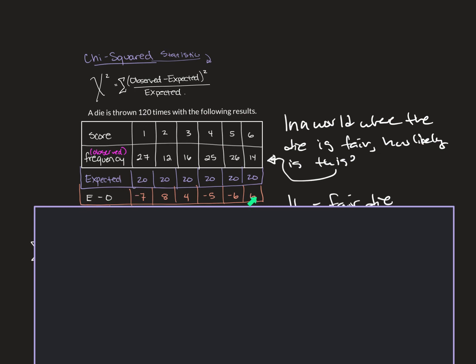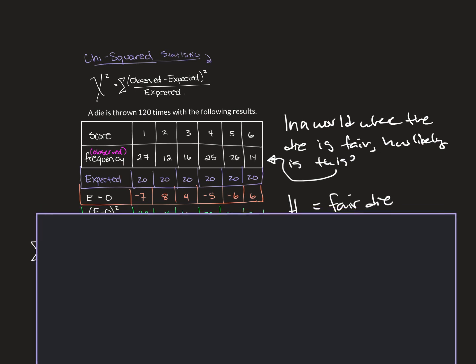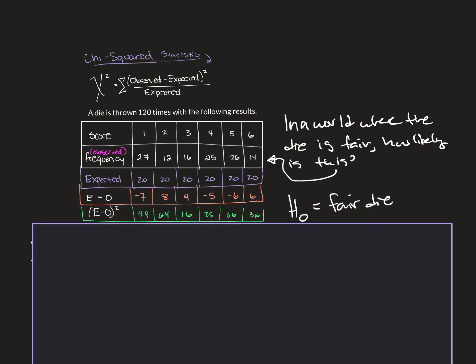I got this. Now, this in and of itself is not that useful because if I just add all of these up, I'm going to get 0. So to deal with that, what we do is we square all of those numbers. And then we've got now the observed and expected squared. And since it's squared, it doesn't really matter which one goes first. I realize I have it backwards here, my bad.